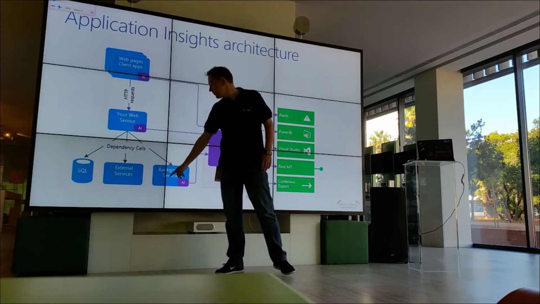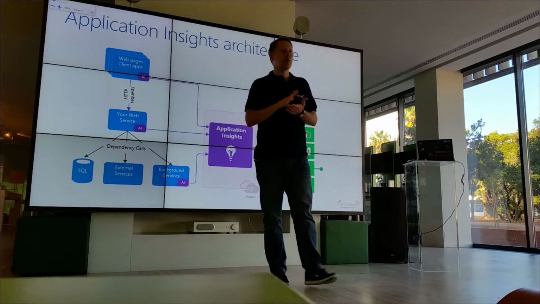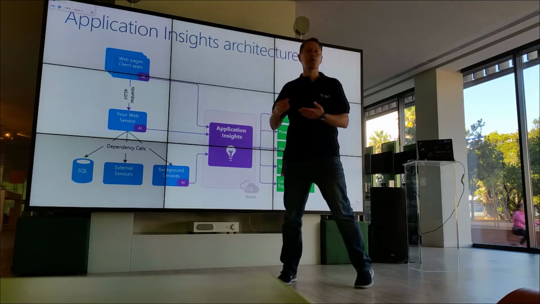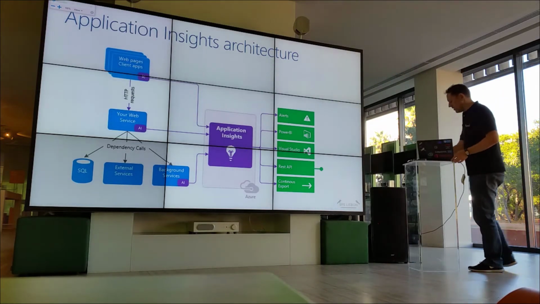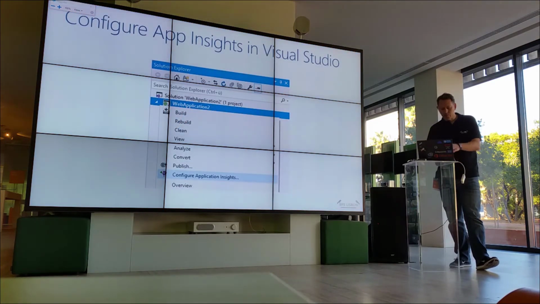You can also see dependency calls. For example, you have a mobile application that asks a database for data. You also can get that information, how long it took to get that data, and so on, automatically. So it's a lot of features in Application Insights, and we already have seen what we've done in here.